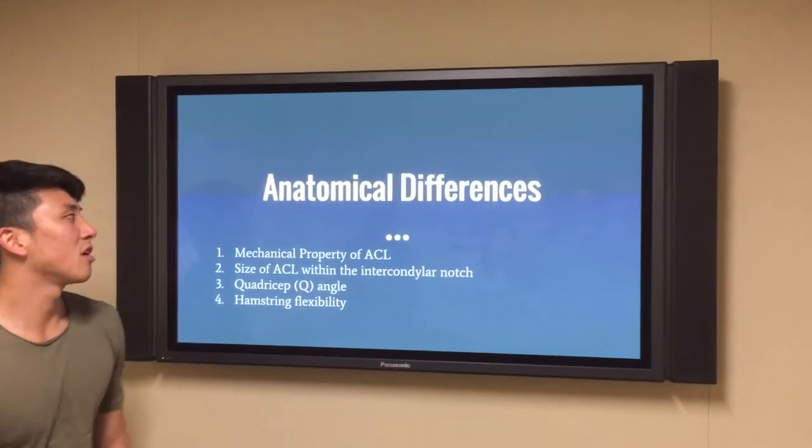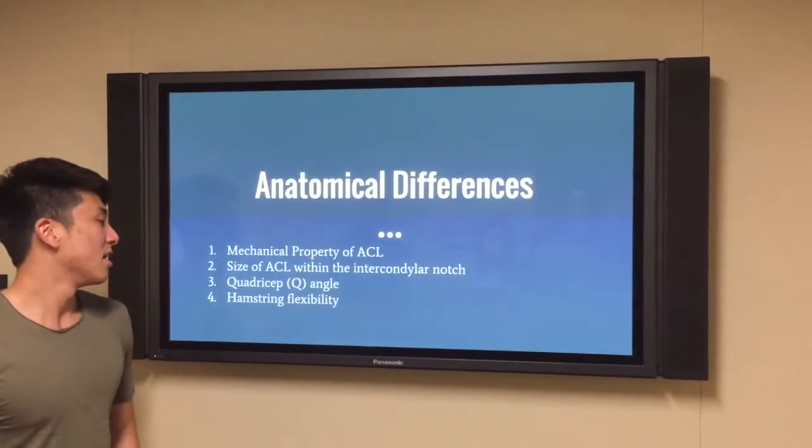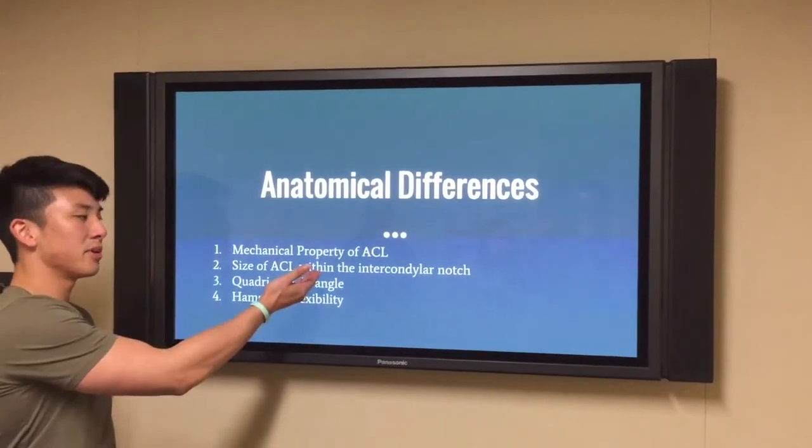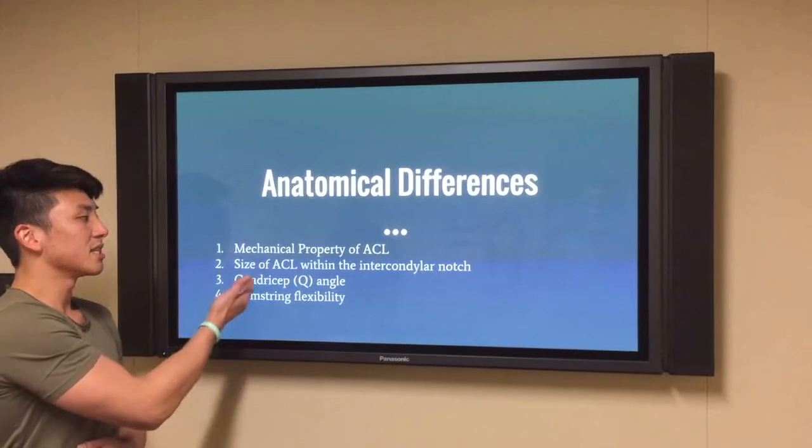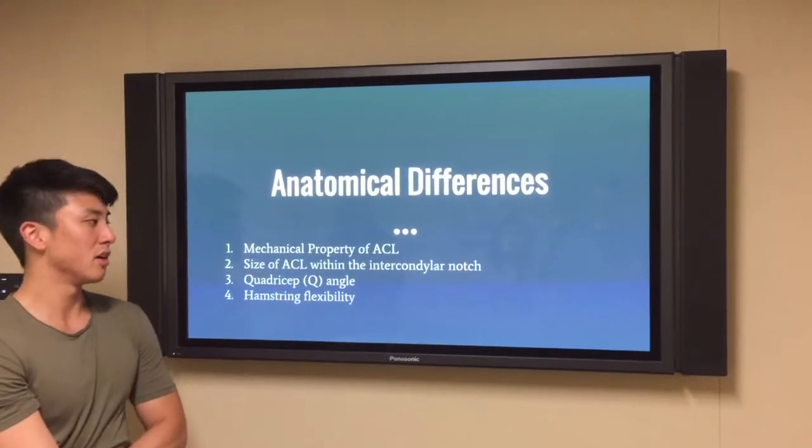Okay, so next we're going to talk about the anatomical differences. We have the mechanical property of the ACL. We also have the size of the ACL within the intercondylar notch.